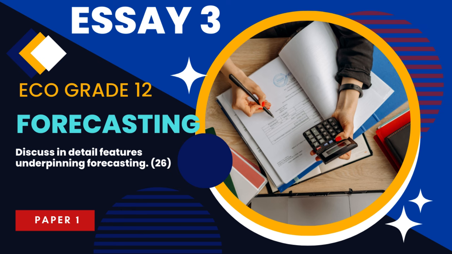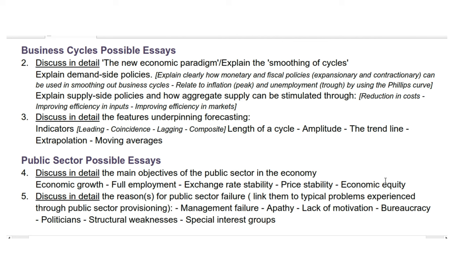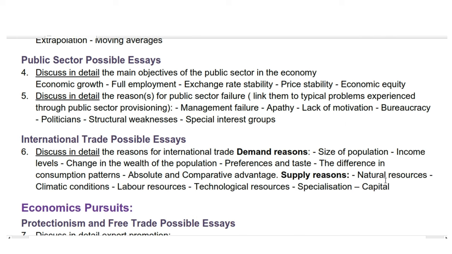Essay 3. Discuss in detail the features underpinning forecasting. A. Indicators: leading, coincident, lagging, composite. B. Length of a cycle. C. Amplitude. D. The trend line. E. Extrapolation. F. Moving averages. Under public sector, we have two possible essays which on our list are essays 4 and 5.